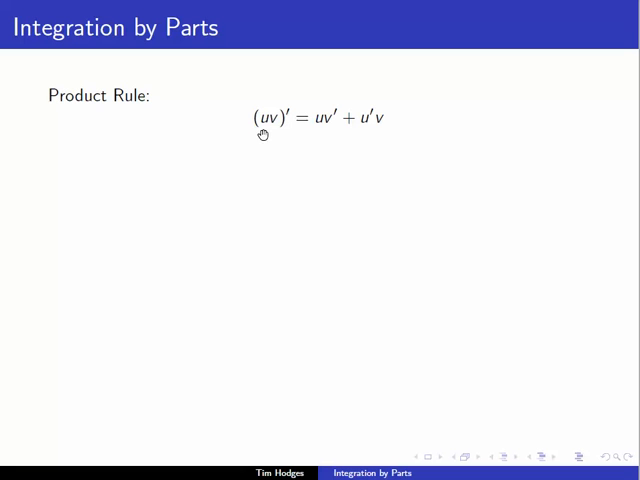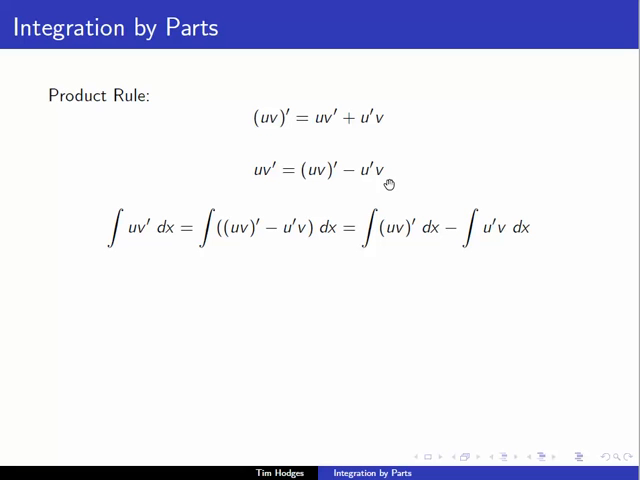Remember that the derivative of the product uv is uv prime plus u prime v. Let's do a little algebra to that, and we'll take this term over to the left and then swap it around. So we get uv prime is the derivative of uv minus u prime v. Now let's take the integral of both sides.